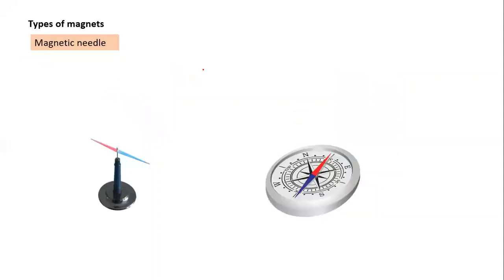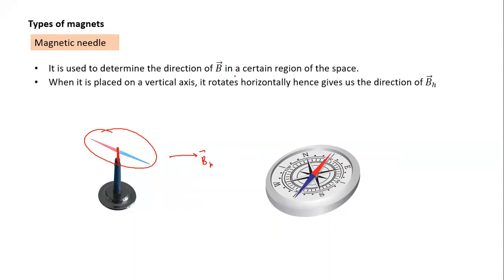Now, here at the end we have the magnetic needle. What is the magnetic needle? It's a needle that gives me the direction of the magnetic field. But we must pay attention that this needle only rotates about a vertical axis. Because it rotates about a vertical axis, it gives me the direction of B if B was horizontal. If B is inclined, it will only give me its horizontal component. So it's used to determine the direction of B, and when it's placed on a vertical axis, it rotates horizontally to give me the direction of B horizontal.